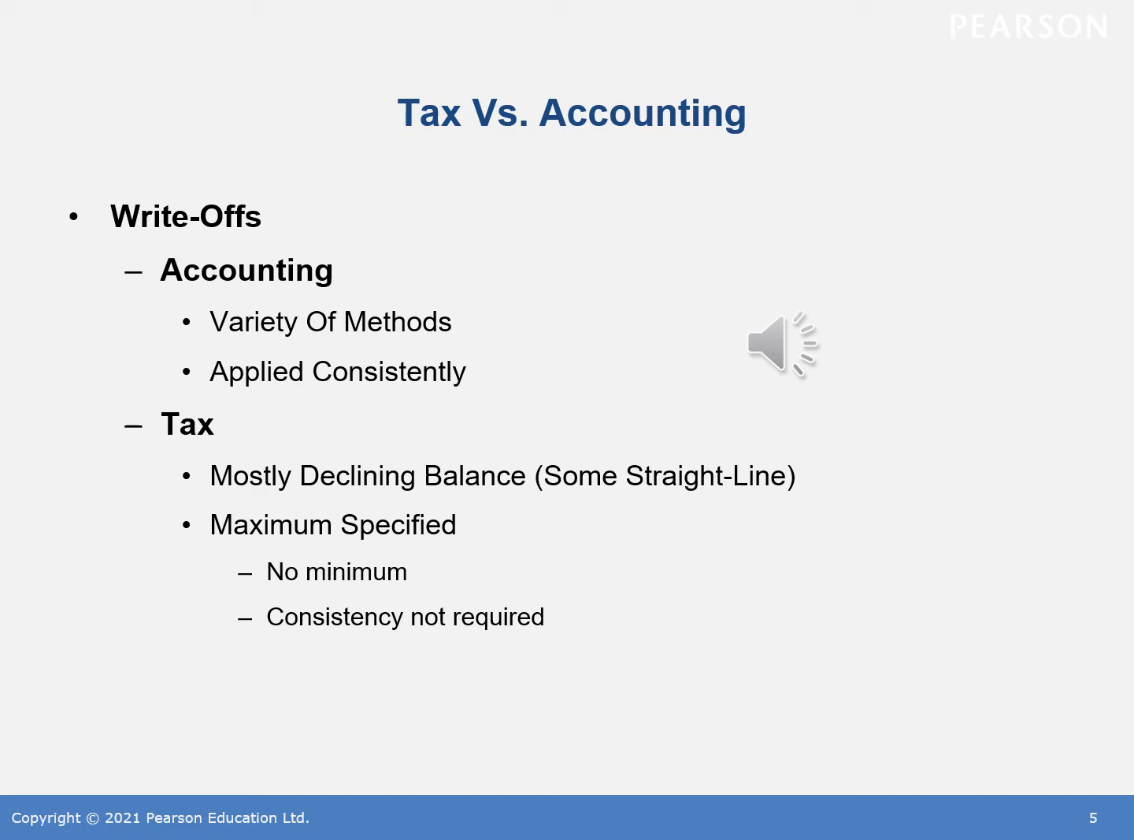Under tax, most items are declining balance. There are some straight line classes of assets. But when you calculate the CCA that's allowed, that's your maximum allowed, and there's no minimum. So you can choose from 0 up to the maximum CCA to claim in a taxation year, and consistency is not required. So this does create some significant timing differences when you compare your UCC versus your net book value of your assets.